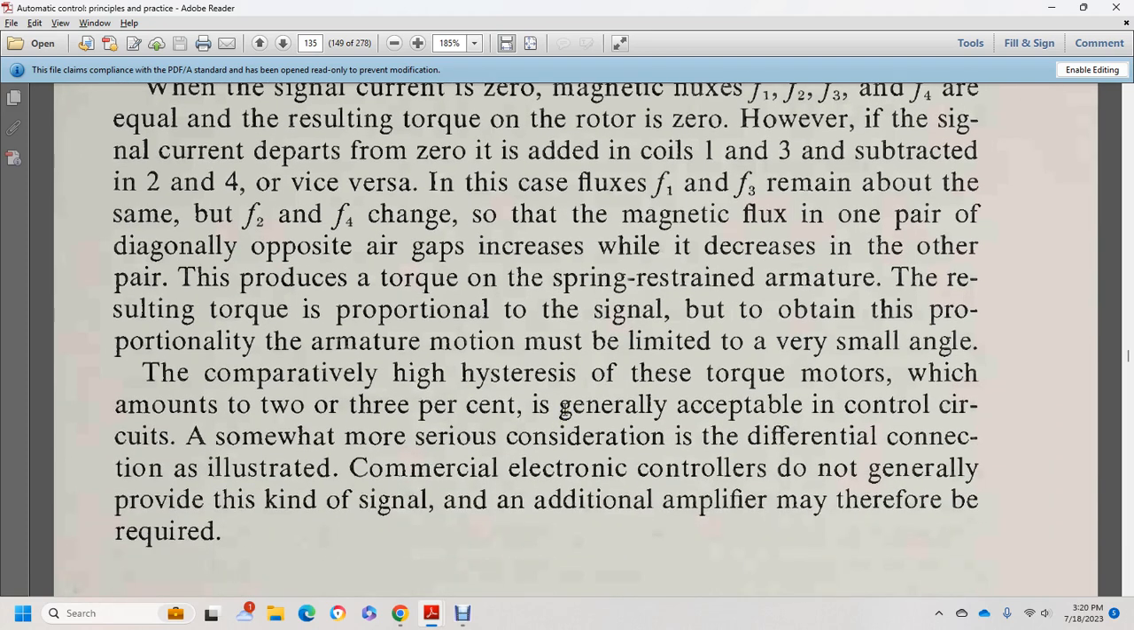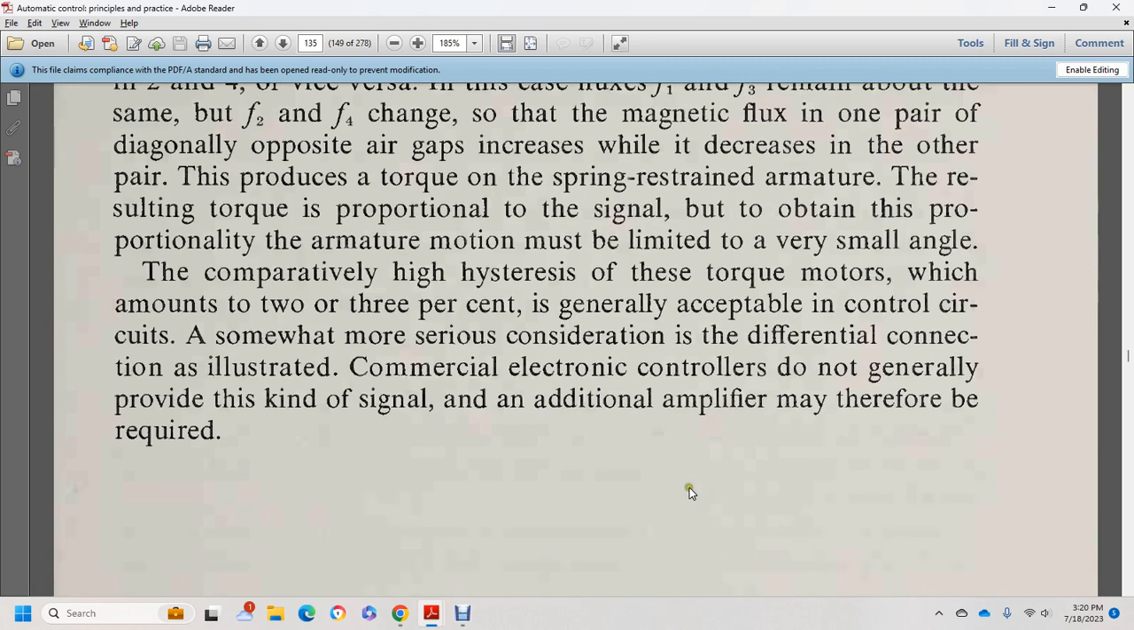Comparatively high hysteresis is found in torque motors, amounting to 2 or 3%, which is generally acceptable in a control circuit, though differential connections, as illustrated, deserve more serious consideration. Commercial electronic controllers do not generally provide this kind of signal, so an additional amplifier may be required.